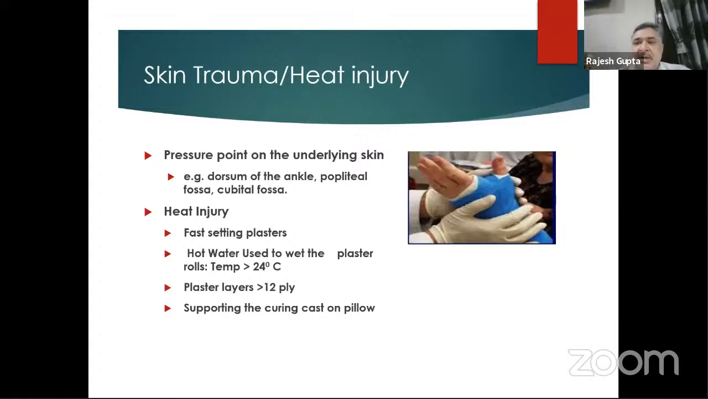Okay, so it is very important what to instruct to the patient. It has to be demonstrated. Now, coming to skin trauma and heat injury.